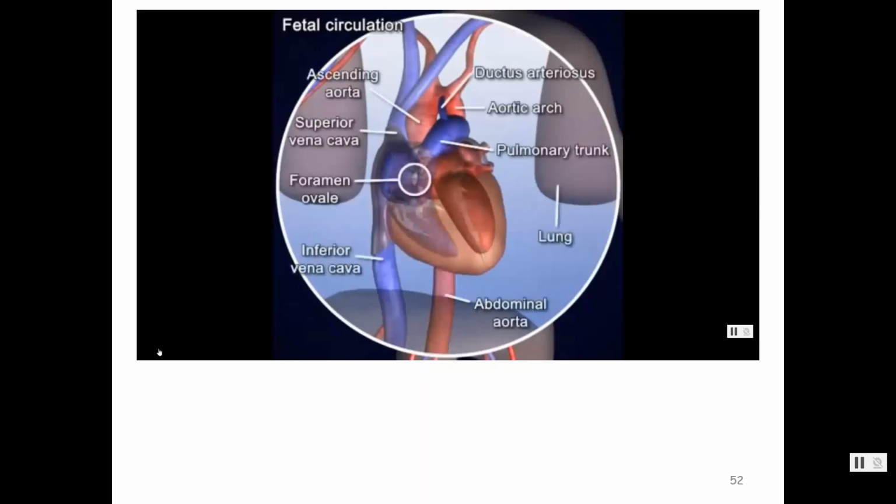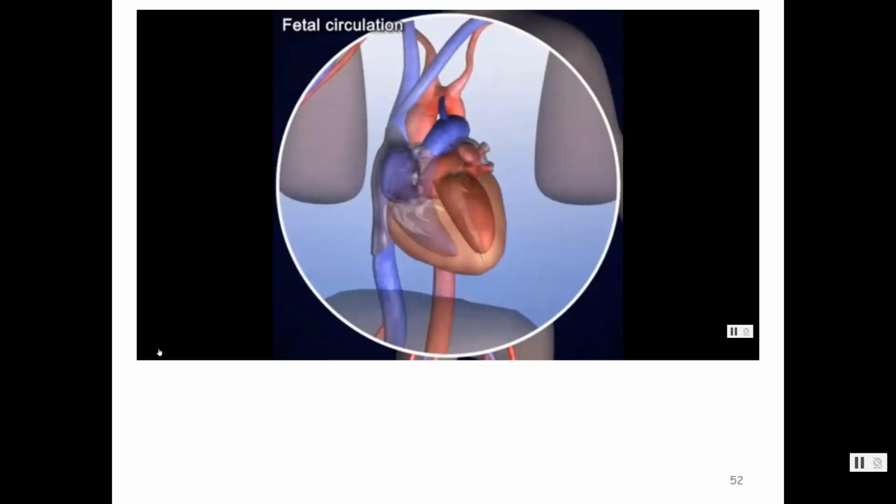The foramen ovale is actually a hole in the middle wall or septum of the heart, which allows blood in the right side to flow through the wall into the left side and out to the rest of the body. In both cases, the lungs are bypassed.